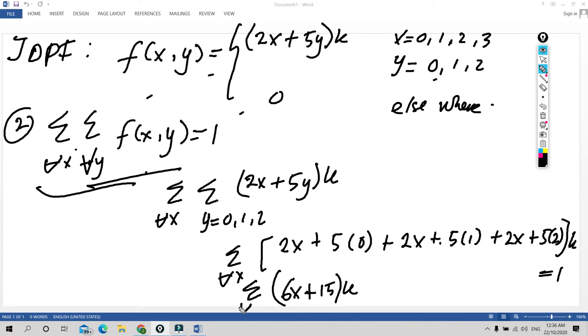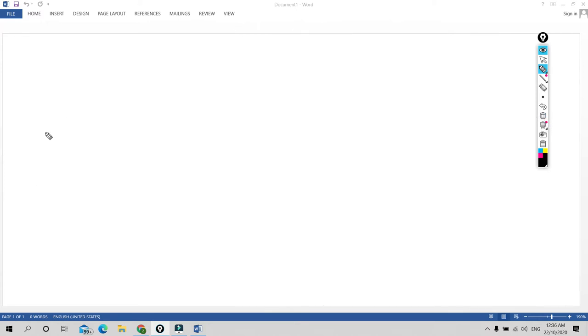Summation of all x is equal to 1. So now to find k, because of this joint discrete probability function, we need to solve for x. So we have the summation for all x of 6x plus 15k, and this is equal to 1.